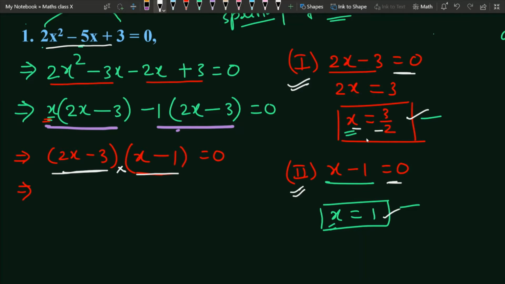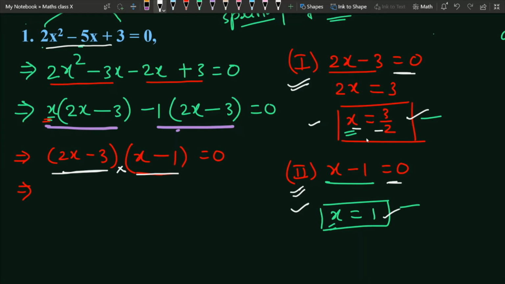Now, the beautiful thing is, there is no other number from minus infinity to plus infinity, no third number, by putting which in this equation you will get 0. There are only two possibilities, which you are getting as solutions. This is the basic thing.